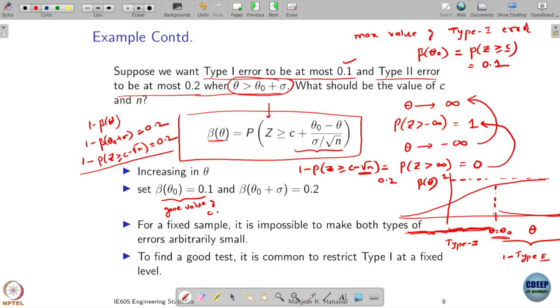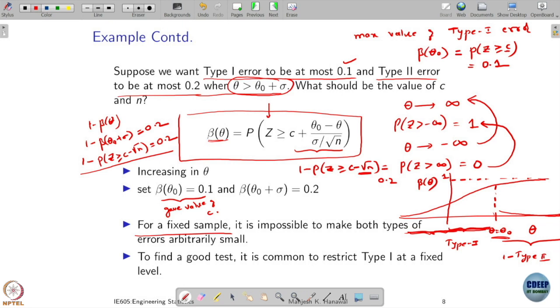Okay, so if somebody asks you to control your type 1 and type 2 error, the thing that is in your control is what c value you can choose and how many samples you want to guarantee the type 1 and type 2 errors. Okay, so if you fix a number of samples, it is almost impossible to make both type 1 and type 2 errors small.